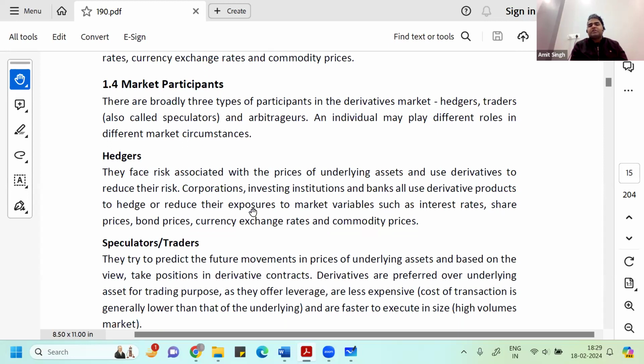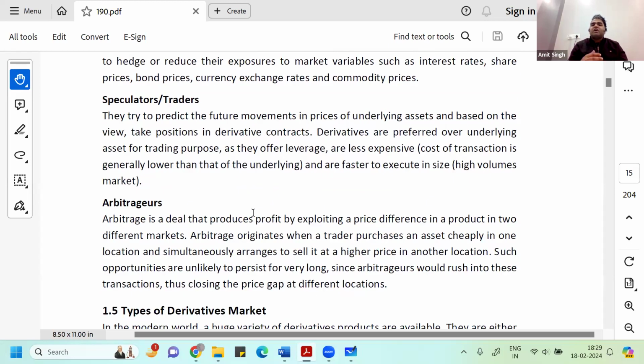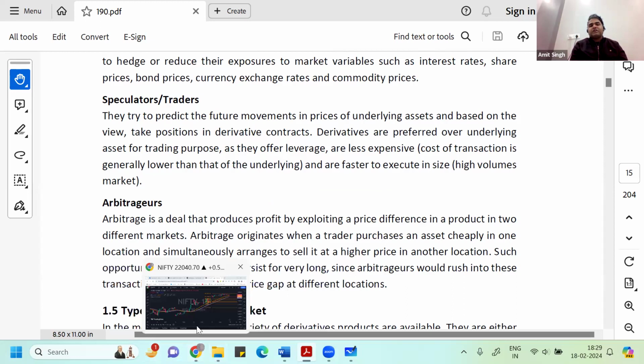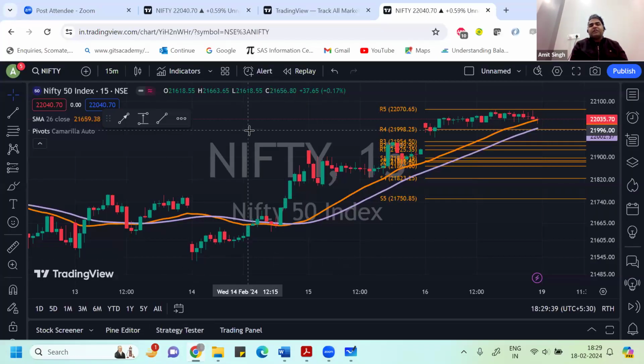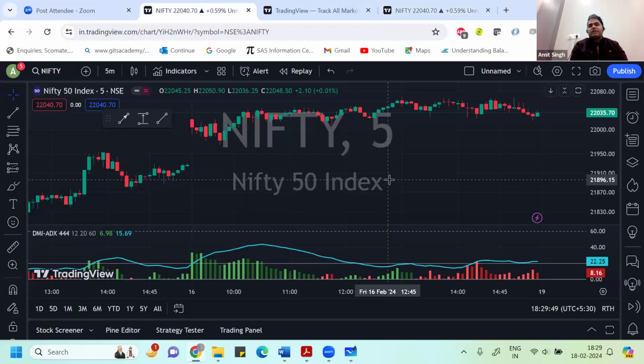And then the next set of individuals are speculators, who take risk, and through taking that risk they want to earn return. Imagine if you anticipate certain momentum in the market. If I give you an example, here I'm seeing the Nifty chart. I'm recording this video on 18th February 2024. Imagine I'm observing the Nifty chart here. Here you can see in the 5-minute chart, the negative directional index value, although the trend is getting stronger.